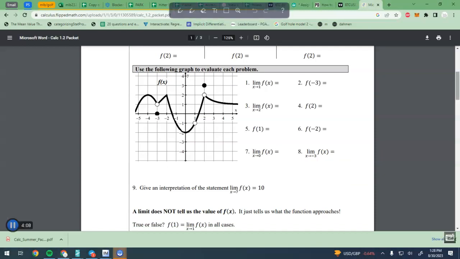Alright, I'll try a couple of these. So limit as x goes to 1 of f of x. x equals 1 is here. I'm going to go toward 1 from the right, and toward 1 from the left. Are those roads going to connect? They are. And what is the y value that it looks like they should connect at? It is negative 1.